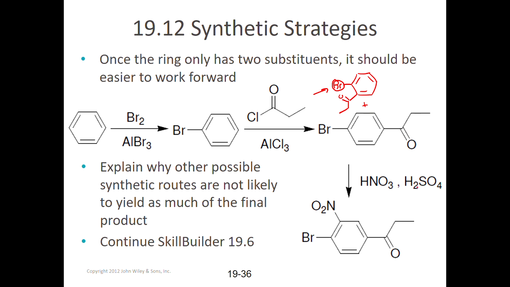Then I could add the nitro group using these conditions, and the nitro should end up ortho-para to the bromine and meta to the other group. So that's also, again, the type of thing where you want to practice that a fair amount so you get used to seeing where these groups are going to direct the next group to attach.